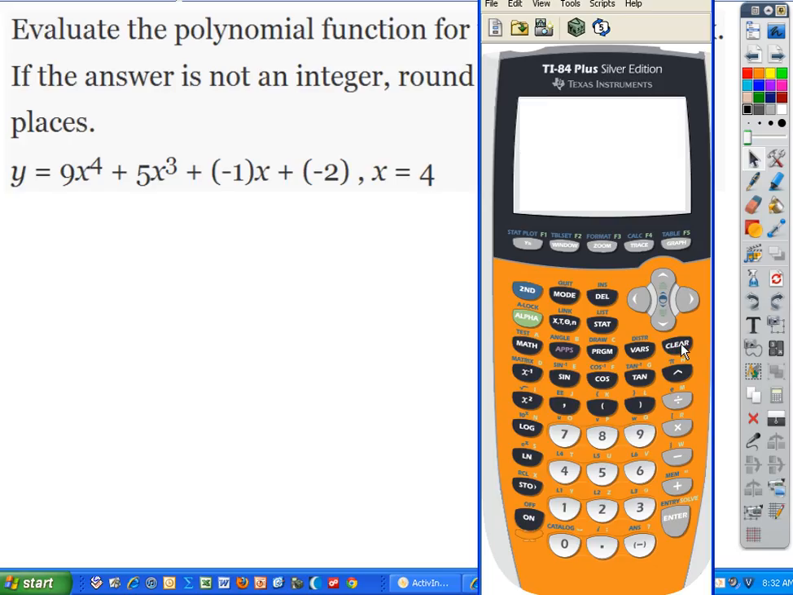plus 5x cubed minus x minus 2. How did you do the 4 to the x? I said 4 store x. You put in a 4, then you hit the store button, and then x. It'll store that value as the x variable. If I hit enter, there it is. That's the value. It put in x equals 4 and it calculated all this stuff for me. And I could just substitute a 4 for all those x's too. Either way, it doesn't matter.